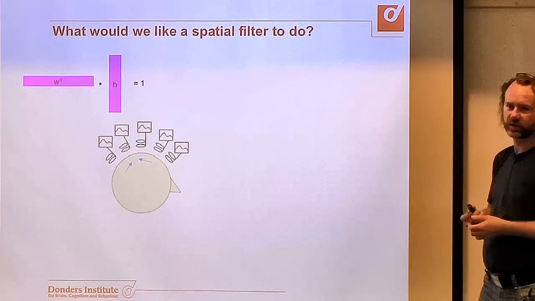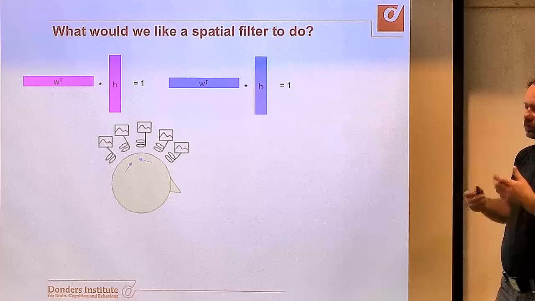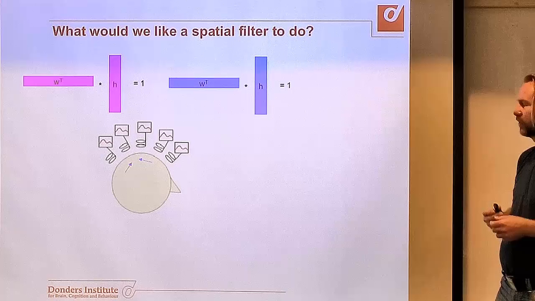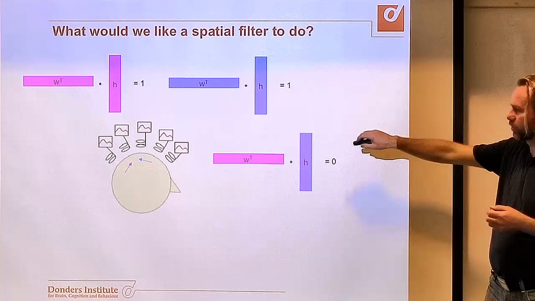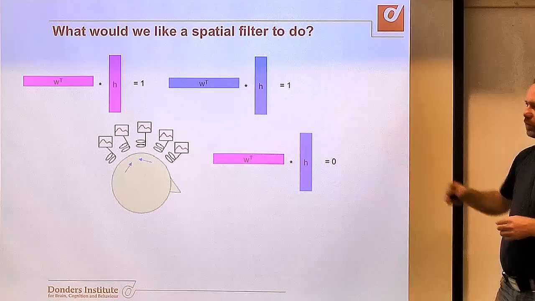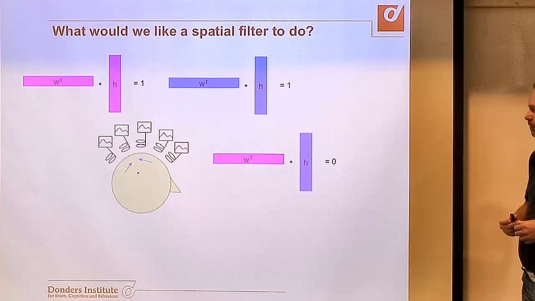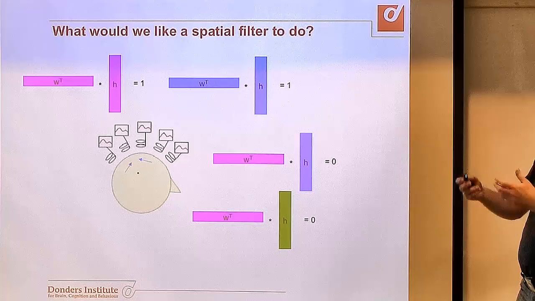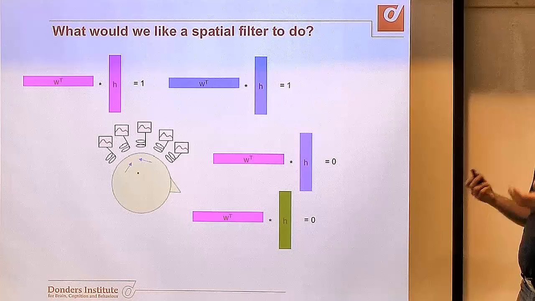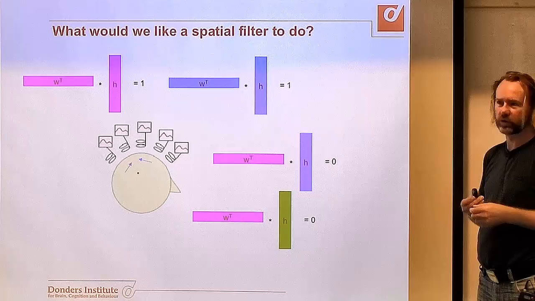And for another source, at the blue location, we want the same thing to happen. So we want W transposed for the blue location times the lead field for the blue location to also be 1. But what's also important is that if we're trying to estimate the activity at the purple source, we want the spatial filter for the purple source times the lead field for the blue source to be 0. Because in our estimate, we want to suppress the activity of an interfering source. And of course, this also applies to other sources. For example, the green one, we also want to simultaneously suppress the green one, and basically we also want to suppress activity that's present in the data for which we don't even know where it comes from.